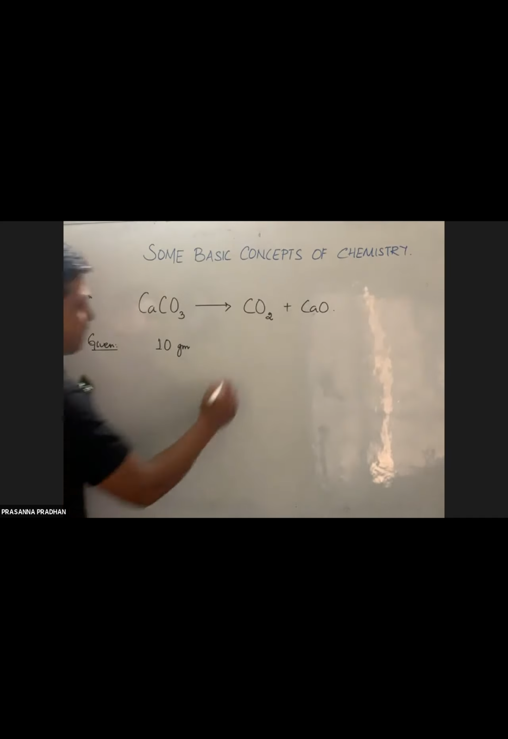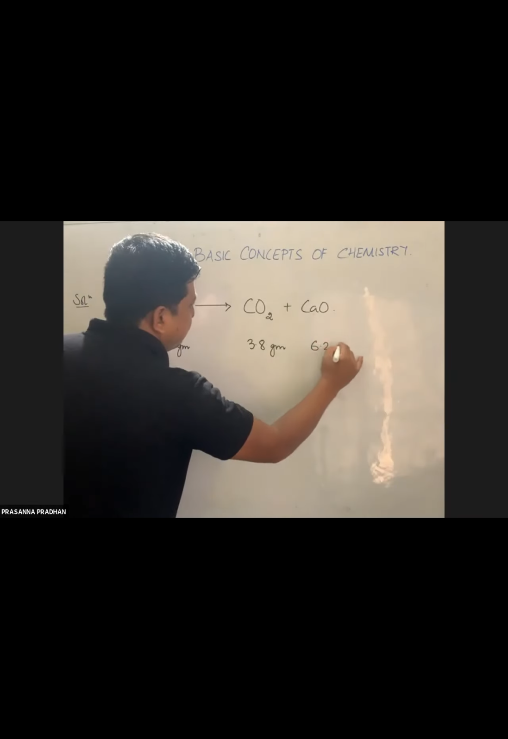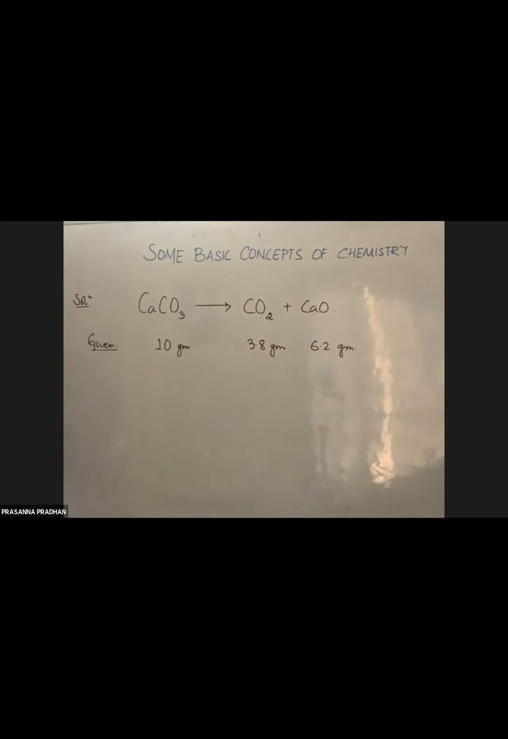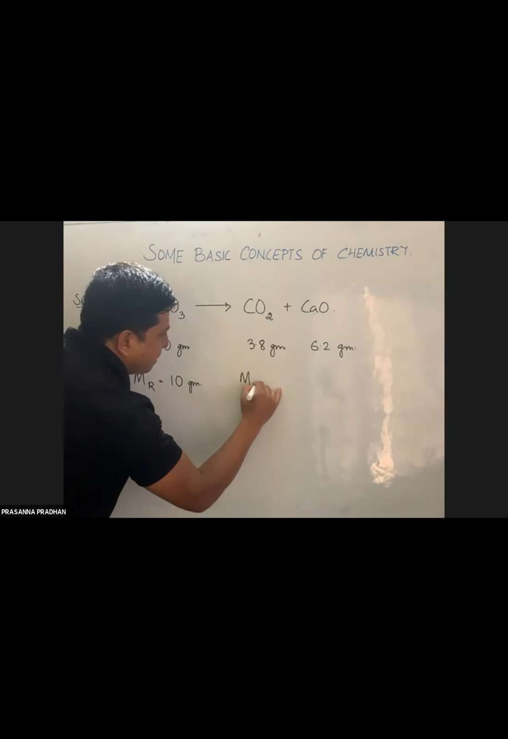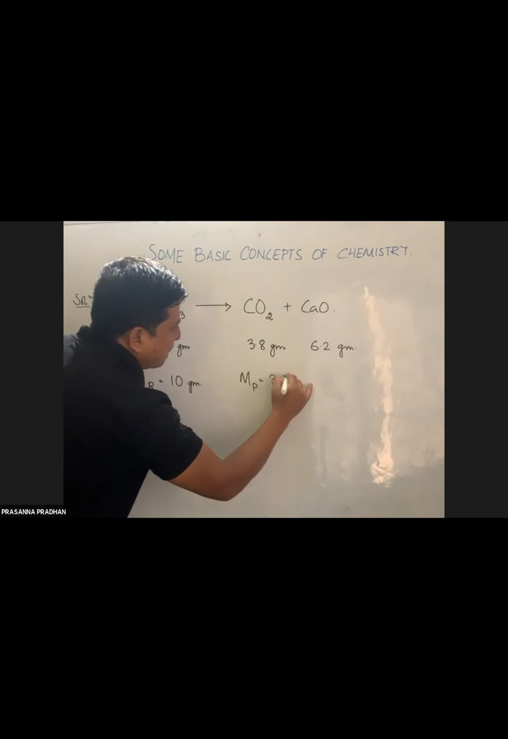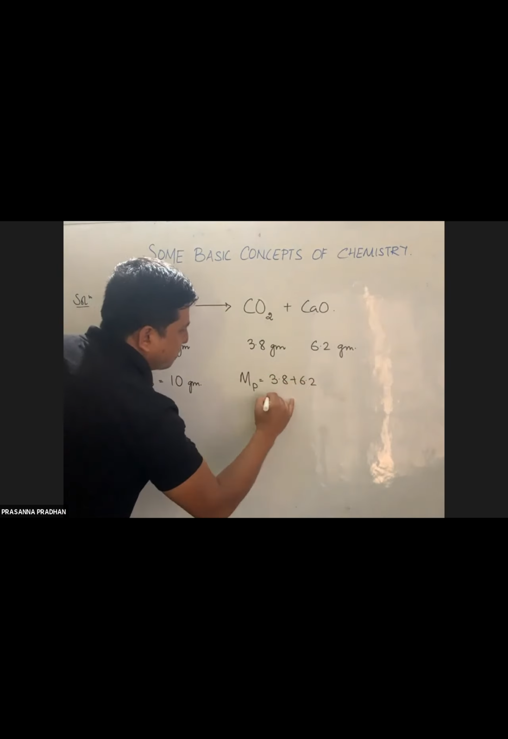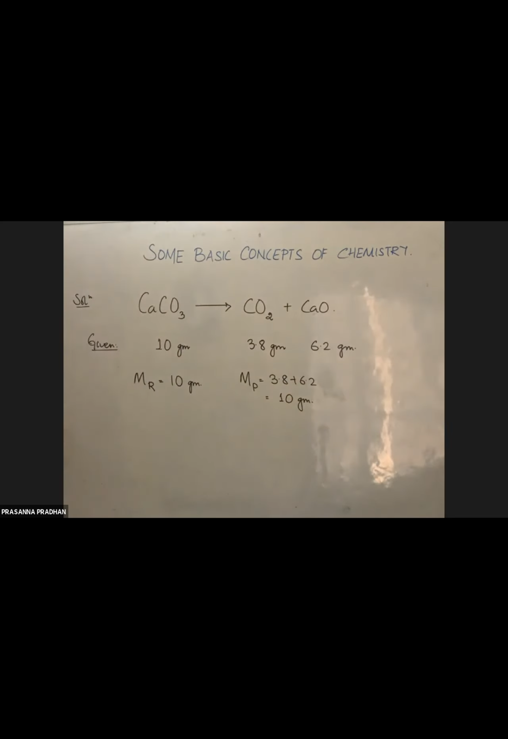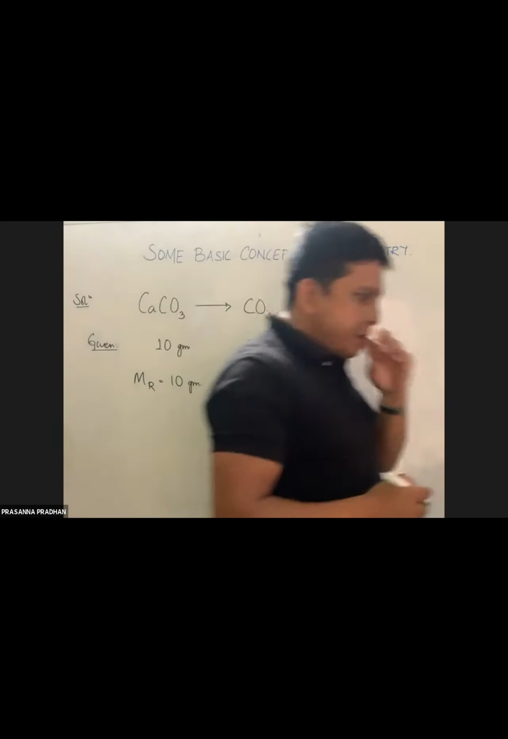What is the weight of carbon dioxide? 3.8 gram. And the weight of calcium oxide? 6.2 gram. So we have to represent this in terms of the law of conservation of mass. The total mass of the reactant is 10 gram, and the total mass of the product is 3.8 plus 6.2, which is equal to 10 gram. So we have represented this in terms of the law of conservation of mass.